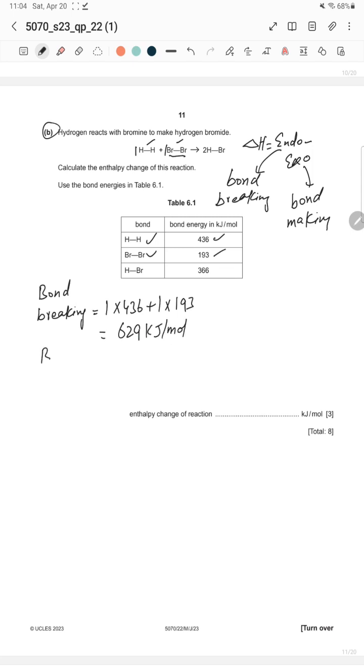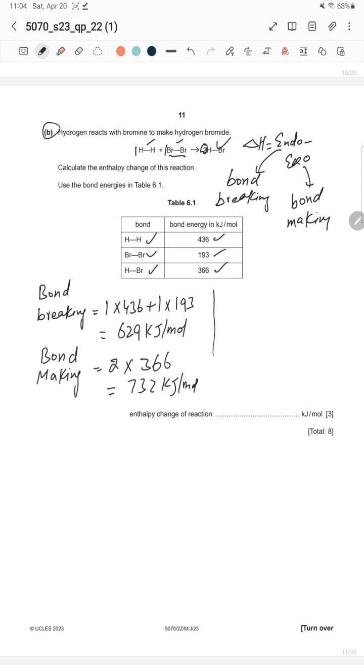Now dear students, let's calculate the energy released when bond making occurs. This is calculated from the products. Firstly, see the number of moles, 2 multiplied by HBr. The bond energy for H-Br is 366. Once you multiply, you'll get the answer that is 732 kilojoule per mole.